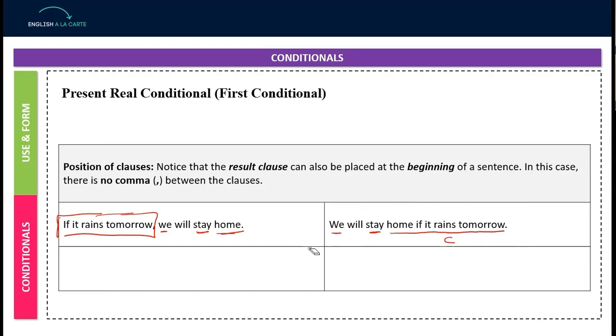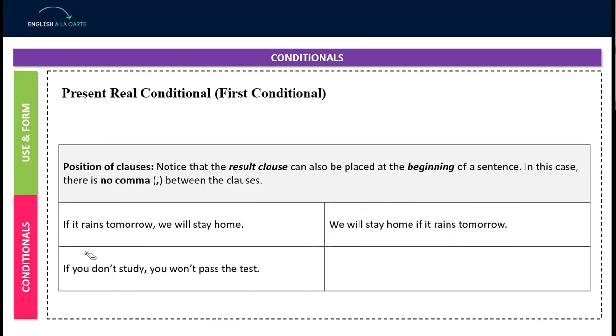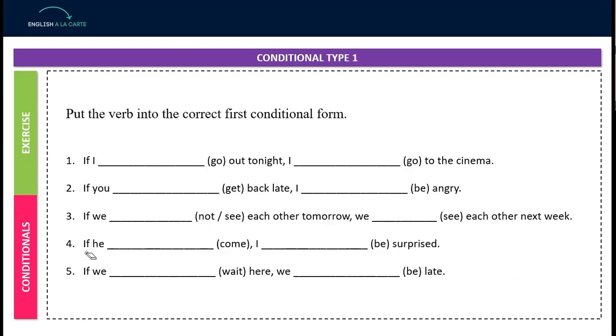Okay. All right. Or, for example, if you don't study, comma, you won't pass the test. You won't pass the test if you don't study. Questions so far? Okay. No, it's okay. Very good. Okay, let's do this exercise.